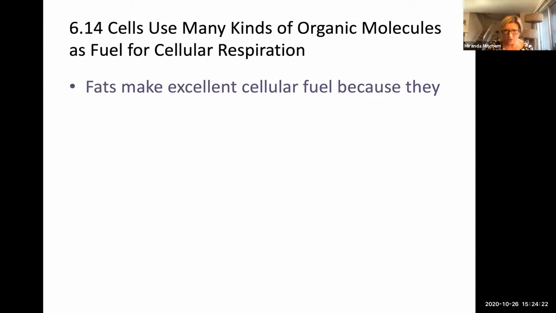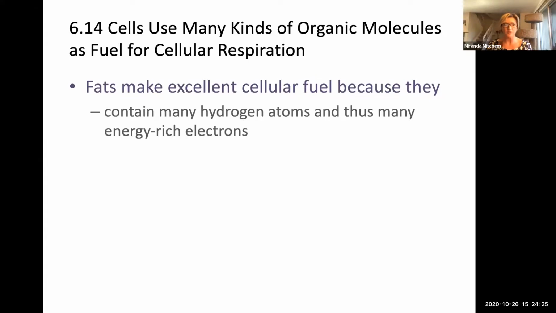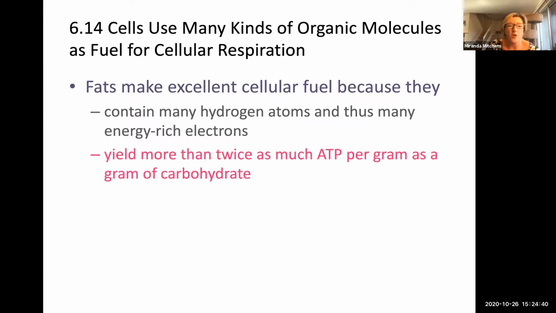So fats do make great cellular fuel. Why? Well, they have so many hydrogens in those tails. That means they have lots of energy. They have lots of electrons that can be shuttled into the electron transport chain, so they can make a lot of energy. In fact, if we begin with 1 gram of fat, 1 gram of protein, and 1 gram of carbohydrate, fats make twice as much ATP per same quantity than do carbohydrates. So fats are more efficient at producing ATP.